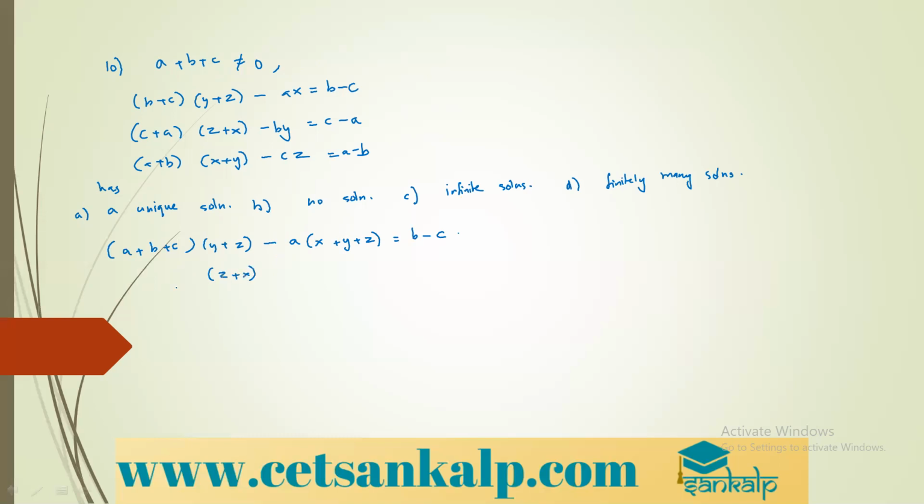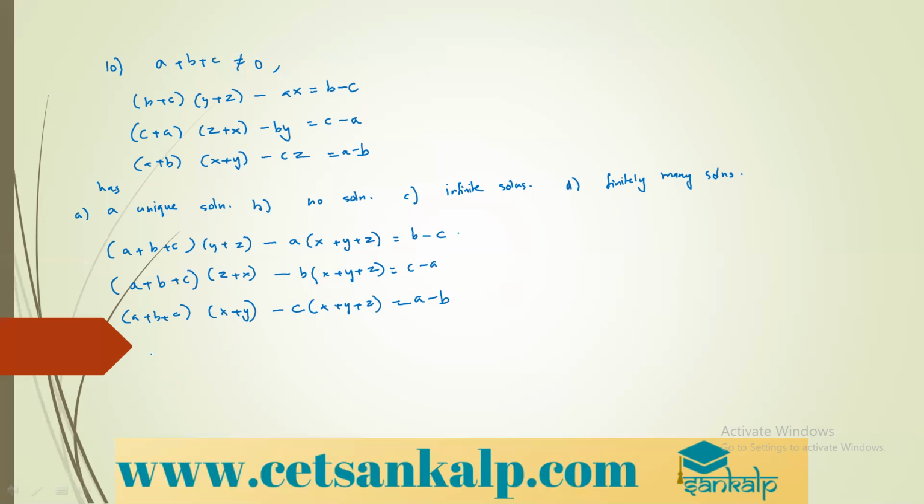Similarly, for z plus x, I already have c plus a, so I'm adding just bz plus bx, so I will subtract bz plus bx. So this is the common trend. In the same way, I have (a plus b plus c) into (x plus y) minus c into (x plus y plus z) equal to a minus b. Now I will add.